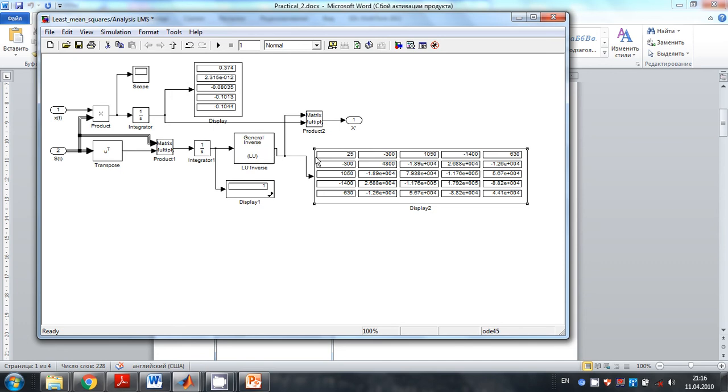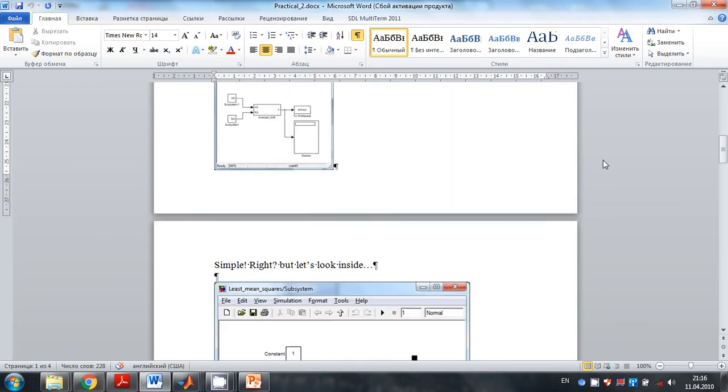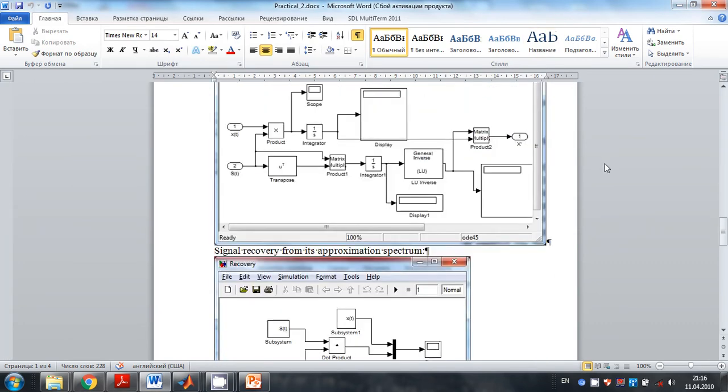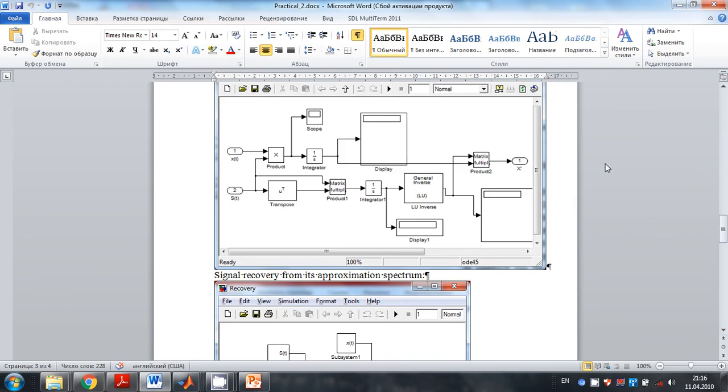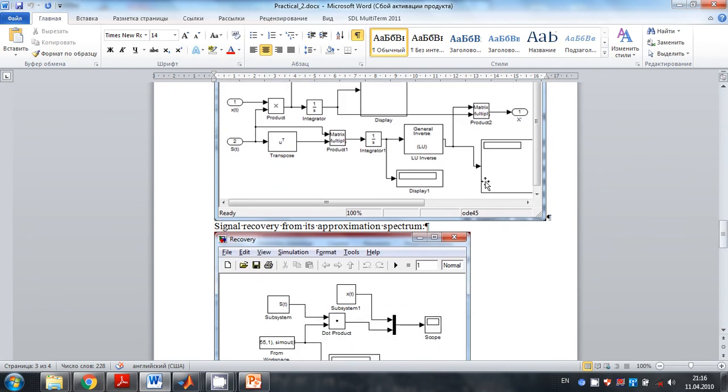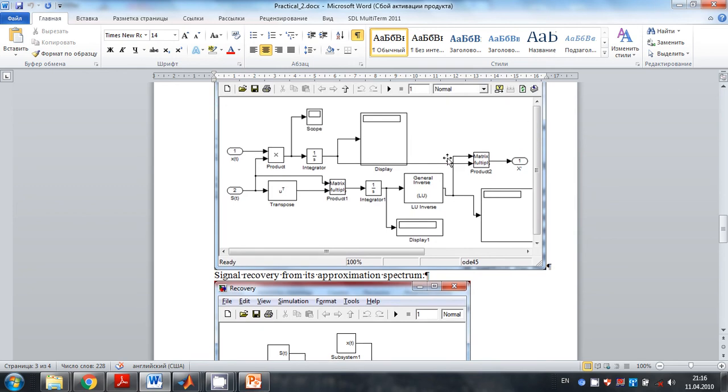So this is it for this training video. In the next training video we'll try to recover the signal from its decomposition by the system of basis functions.